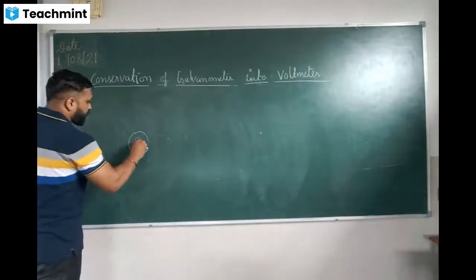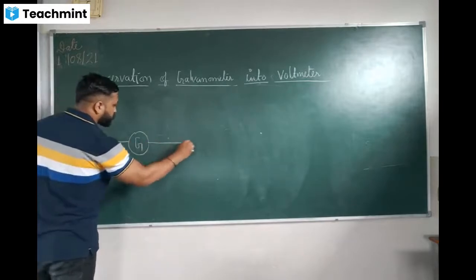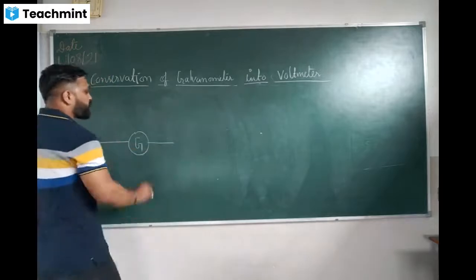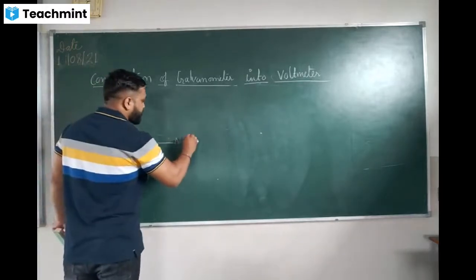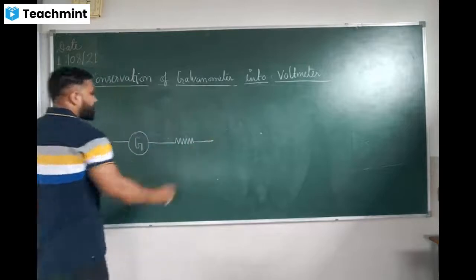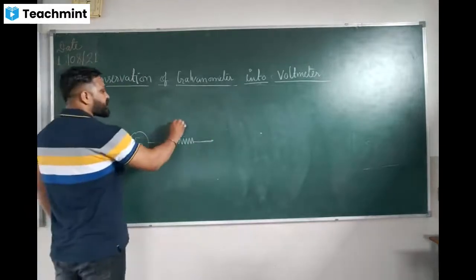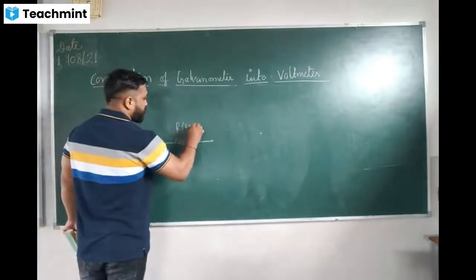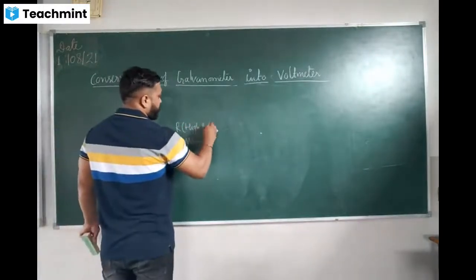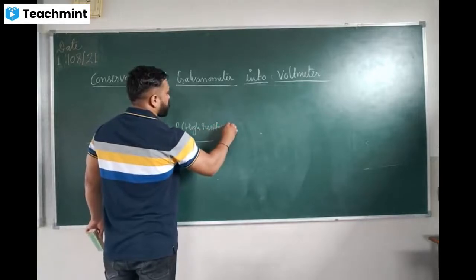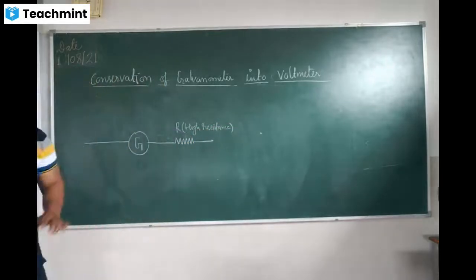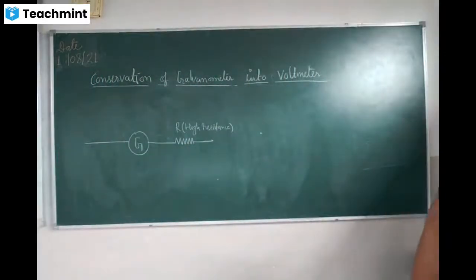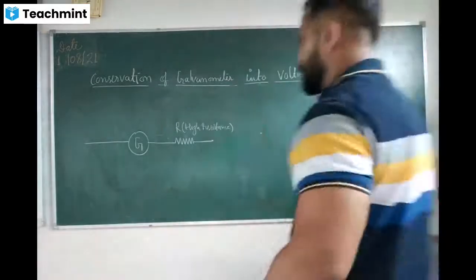Now if you want to convert a galvanometer into a voltmeter, what will we do? We will connect a very high resistance in series with the galvanometer. This R is very high. You can write at the top also that to convert the galvanometer into voltmeter, we will connect a very high resistance in series with the galvanometer.